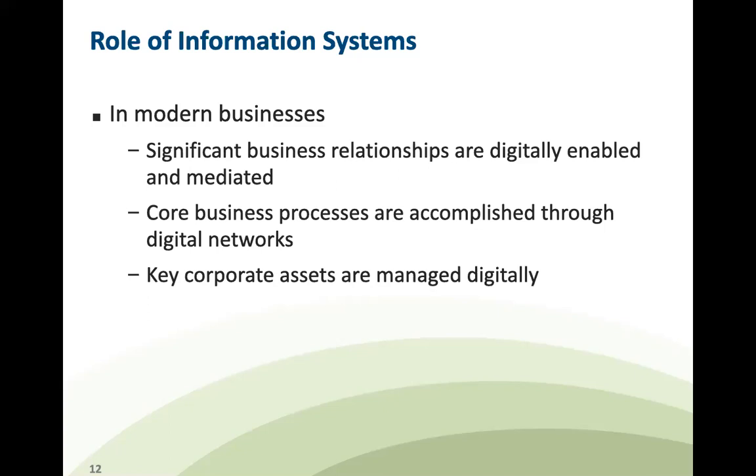Core business processes are accomplished through digital networks. So these business processes can be done using digital networks. Basically, this is to say that everything can be done digitally with the help of information systems. The corporate assets are managed digitally. So all the corporate assets in a business can be managed digitally. So no need to physically appear. If you can remotely do anything, that means any business can perform anything remotely with the help of information systems.